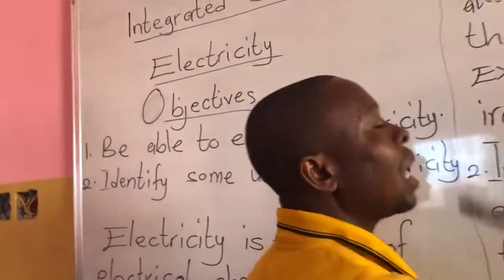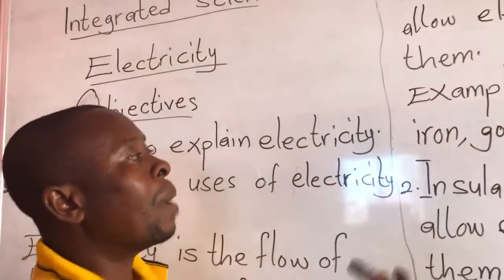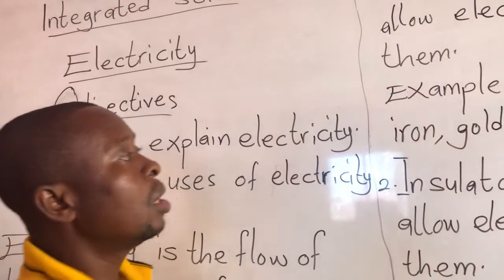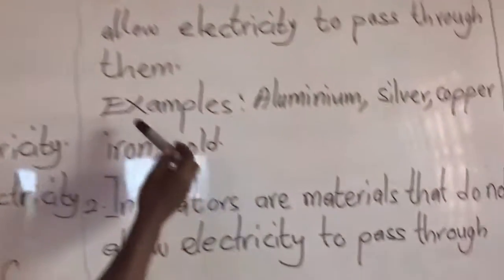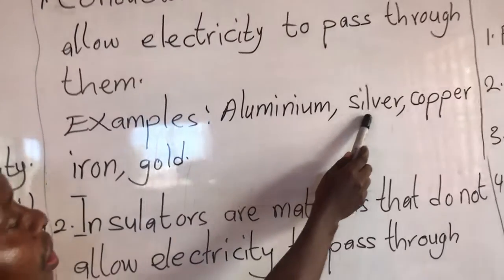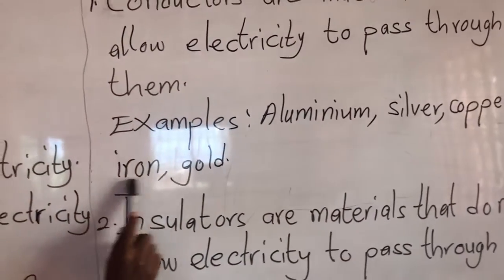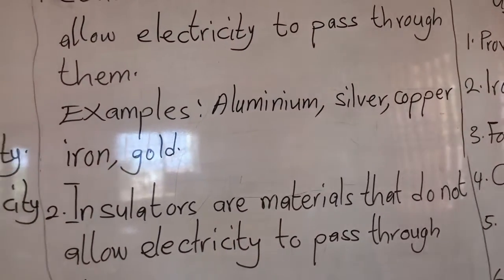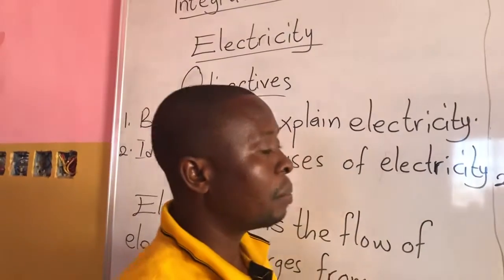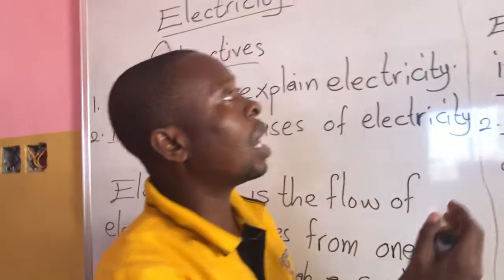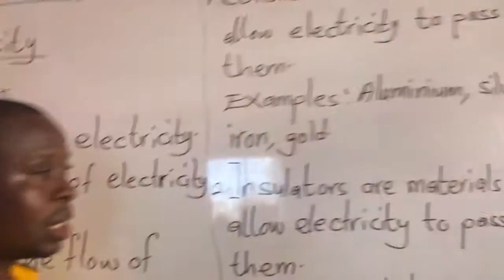The nail allows the electricity to pass through it, but the pen does not allow the electricity to pass through it. So when we talk of conductors, we have examples such as aluminium, silver, copper, iron, gold. All these materials allow electrical current to pass through them, and they are referred to as conductors. Then let's look at insulators.